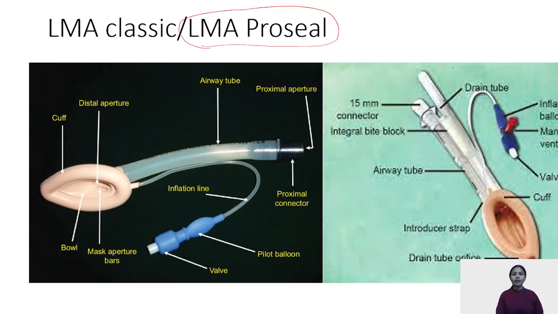It has two tubes. One is the airway tube and one is your drain tube for the insertion of your Ryle's tube. It has an inflatable ventral cuff as well as an inflatable dorsal cuff. This is your ProSeal. The difference between this and the classic LMA is according to the sealing pressure. You have to remember this, the sealing pressure.